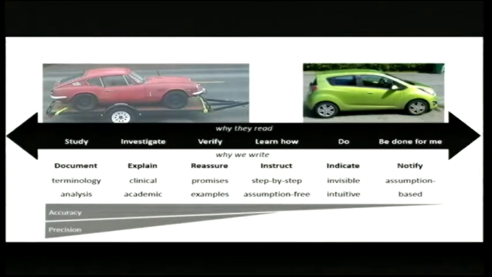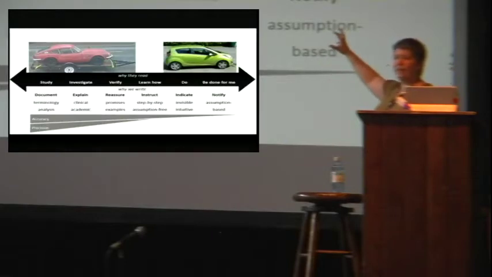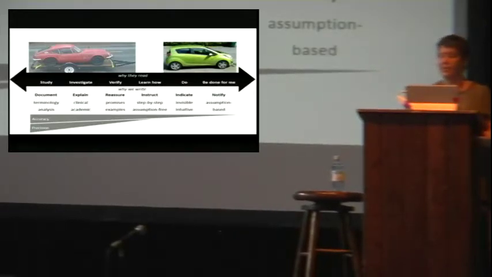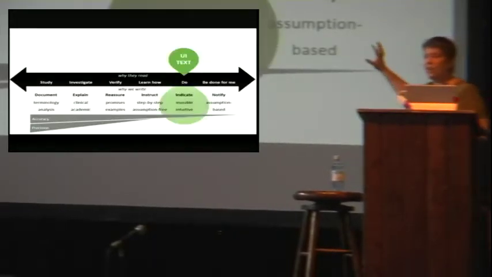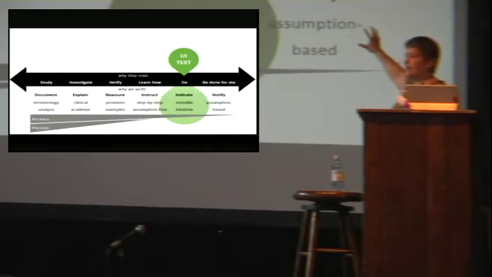If we fast forward over to the other side, I want to use my car to drive to a thing and get the thing done. All I want is indicators. I don't ever want to think about what I'm reading for my car. Or I want it done for me, right? Notifications, things like that. And it's on this far side that our UI text lives.